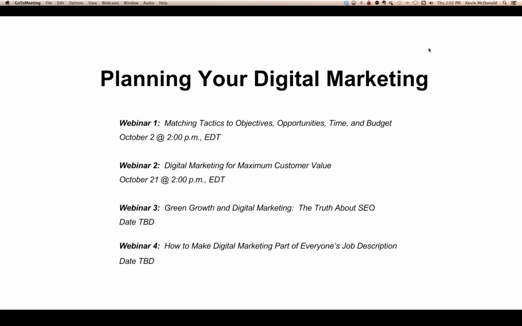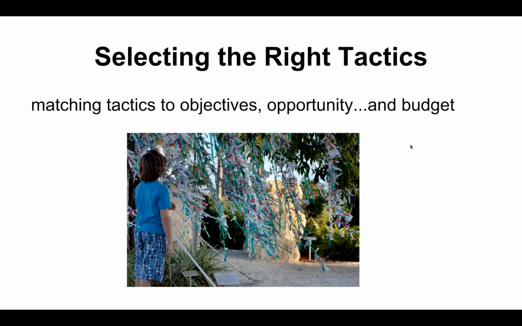The second webinar, Digital Marketing for Maximum Customer Value, really developing your book of business, that's going to be the focus. That's scheduled now for October 21st, also at 2 p.m. The sign-up link for that webinar will be sent out to you with the follow-up email. Webinars 3 and 4, Green Growth and Digital Marketing, and How to Make Digital Marketing Part of Everyone's Job Description, will be scheduled probably between early and mid-November.